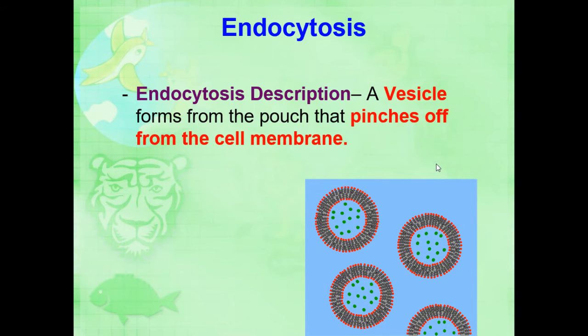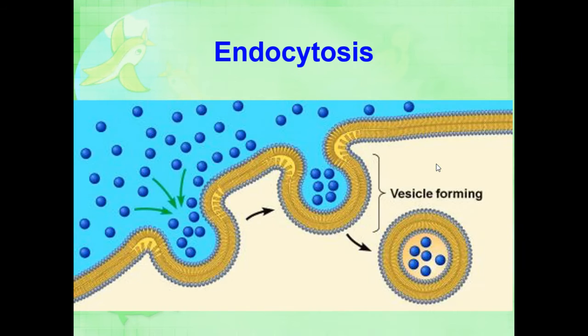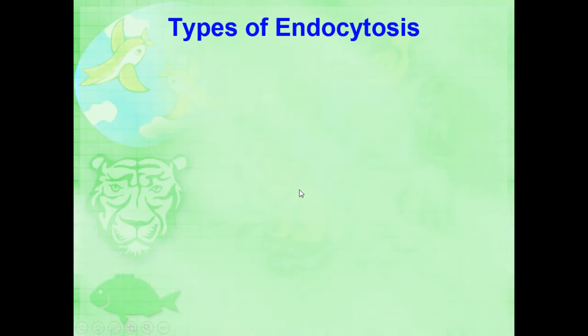So here you can see 4 little vesicles, and they have some type of a solute inside of them. We have our solute particles starting to come into the cell. You can see the vesicle is beginning to form. It's starting to pinch off, and in it comes.